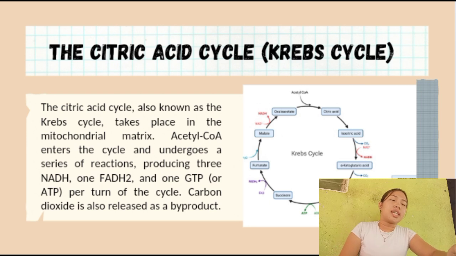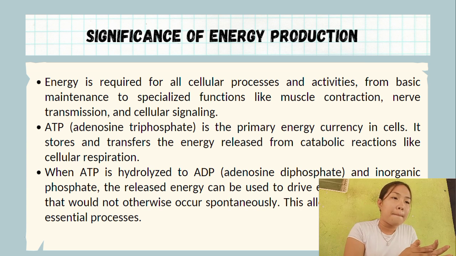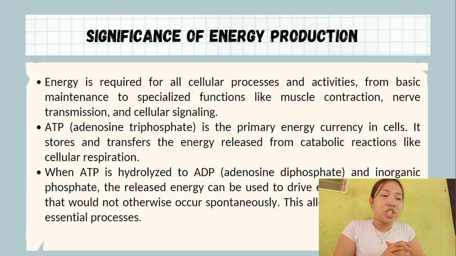Next is the significance of energy production. First, energy is released for all cellular processes and activities, from basic maintenance to specialized functions like muscle contraction, nerve transmission, and cellular signaling. Next, adenosine triphosphate is the primary energy currency in cells. It stores and transfers energy released from catabolic reactions like cellular respiration.